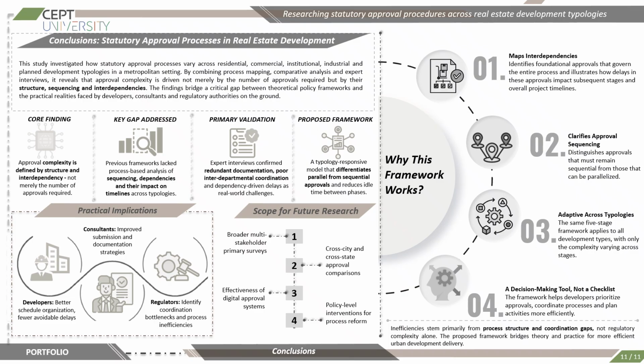Third, the framework is adaptive across typologies because the same 5 stage structure applies to all the developments, while complexity varies between different stages of those developments. Fourth, the framework acts as a decision making tool rather than only a checklist by helping the developers prioritize approvals, coordinate process, and plan activities effectively and accordingly.